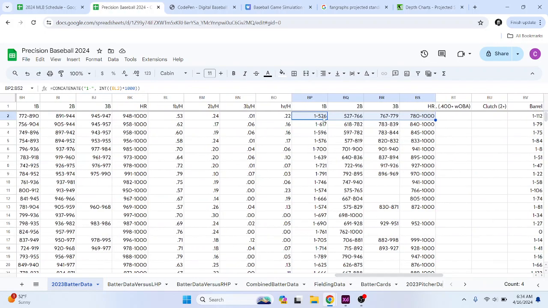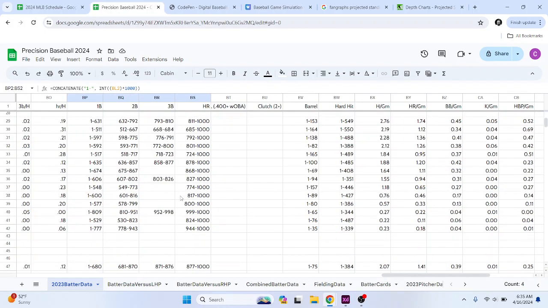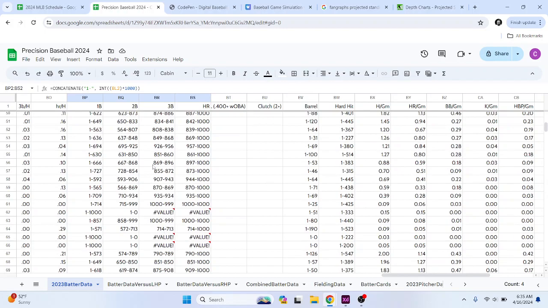So then we do the same thing. We do the concatenating, the 1 and the dash, and then we multiply it by 1,000 to turn it into a number that fits on a scale of 1 to 1,000 because we have a 3D10 roll. So that's what we're trying to do. And then you just figure out each one. You get some gaps in here. You can see here, this is what the data looks like before I get to it.